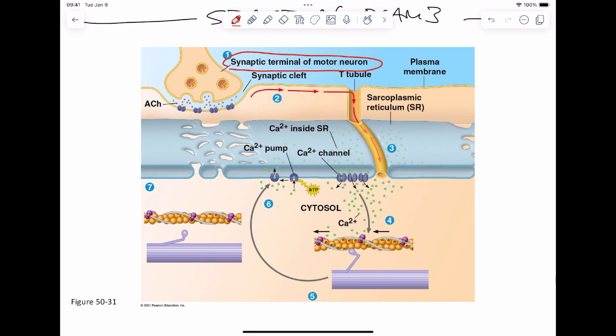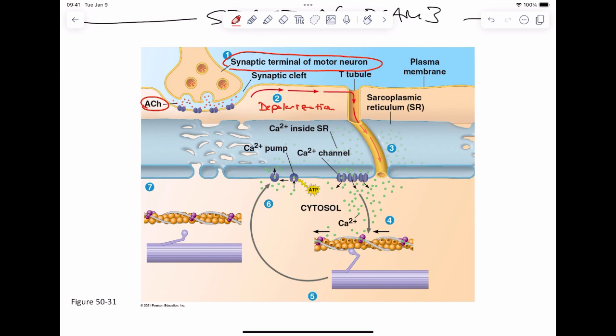When it reached the end of the motor neuron, we are going to release a neurotransmitter. For our purposes, it's always going to be acetylcholine, ACH. ACH is going to bind to a receptor on the postsynaptic or the muscle cell membrane. What that's going to trigger is a depolarization. So we'll go from a negative charge inside the cell to a positive charge inside the cell. That is going to spread from the contact point.